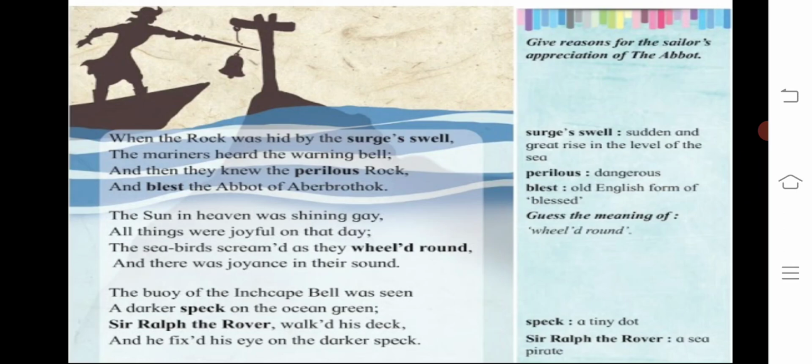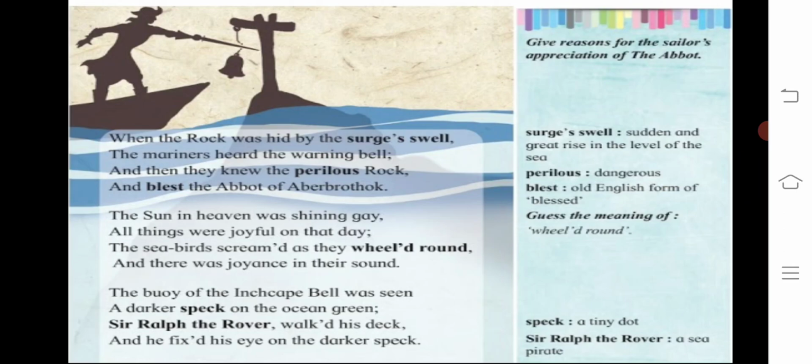Who was he? He is a sea pirate. I think you know the meaning of pirate. Pirate means what? Sea robbers. They are stealing everything from the ships and their owners, and they are looting all the treasures on the traveling ships. So he was a sea pirate, and he walked his deck.